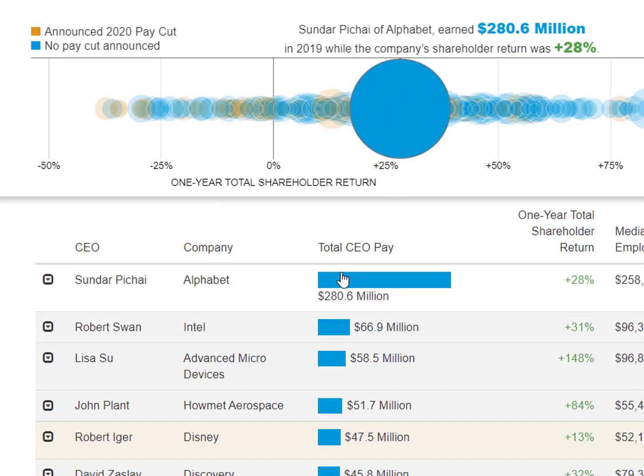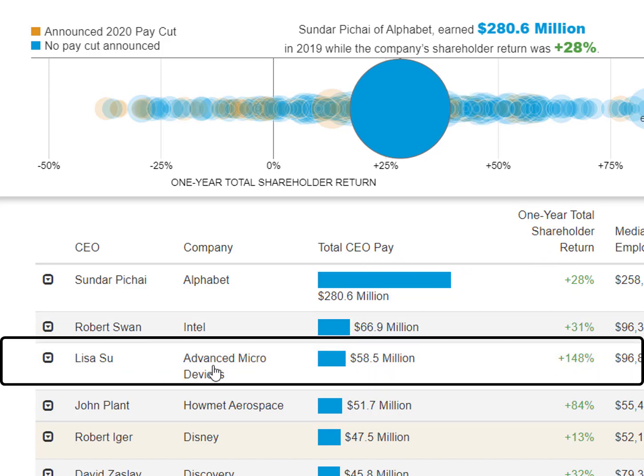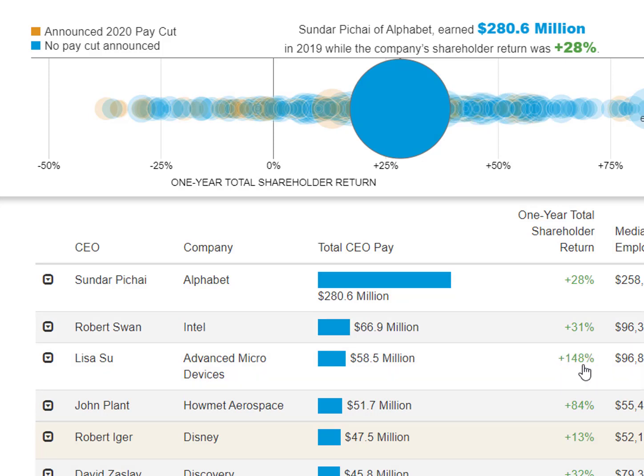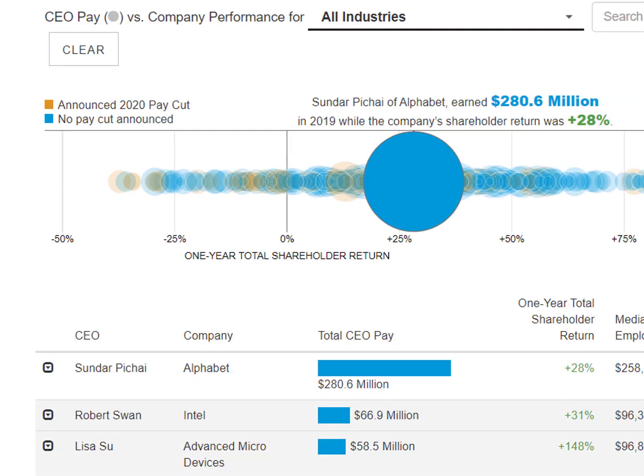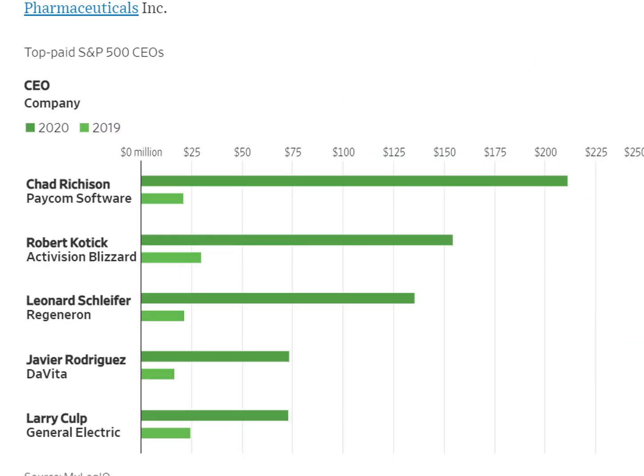This graph correlates the CEO pay and the shareholder returns. For example, Lisa Su from Advanced Micro Devices was paid $58 million, while the return of her company is incredibly high, 148%. Now let's take a look at 2020. This is the 2020 graph. Chad Richardson from Paycom Software is paid $211 million, while in 2019 it was even lower.